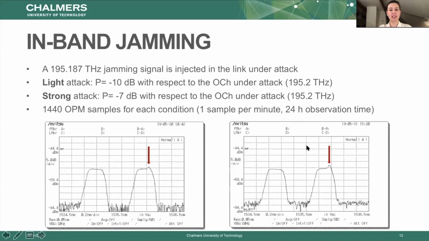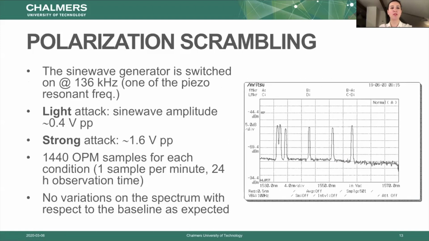In in-band jamming attacks, the spectrum of the jamming signal overlaps with one of the channels under test. Again, by changing the power level of this signal, we emulate a lighter and a stronger attack intensity, and again collect the data over a 24-hour window. When polarization scrambling is performed, we switch the sine wave generator on. We use different amplitude of the sine wave signal to emulate lighter and stronger attack intensity, and again collect the data over 24 hours. In the spectrum domain, we don't see any changes with respect to the baseline.